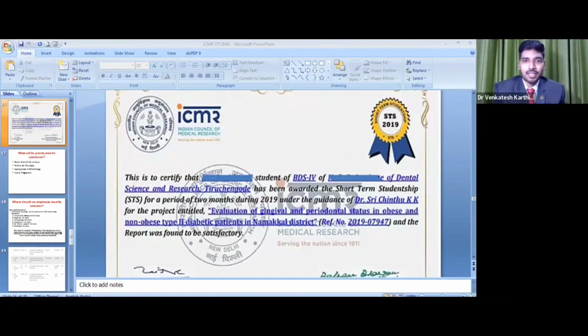Now I request Dr. Parag sir to explain about how to do a project. Can you please give us a basic outline, sir? Yes. Dr. Anirban has made my job a little easier by showing the timeline of STS.